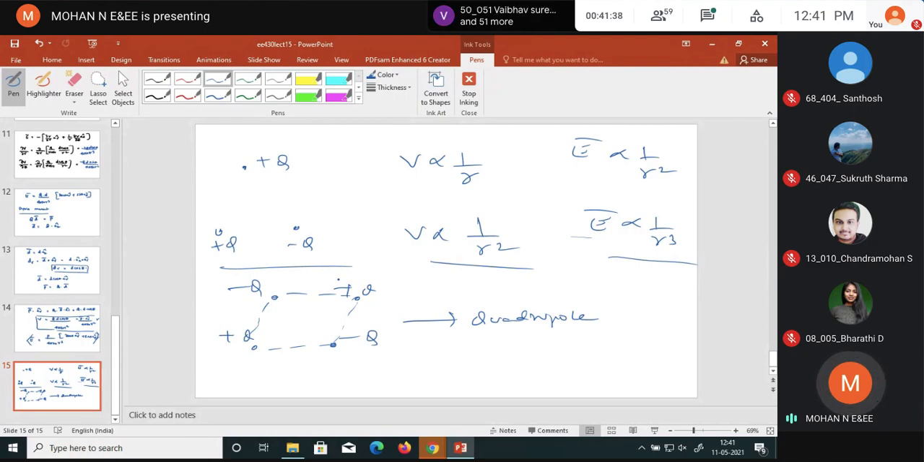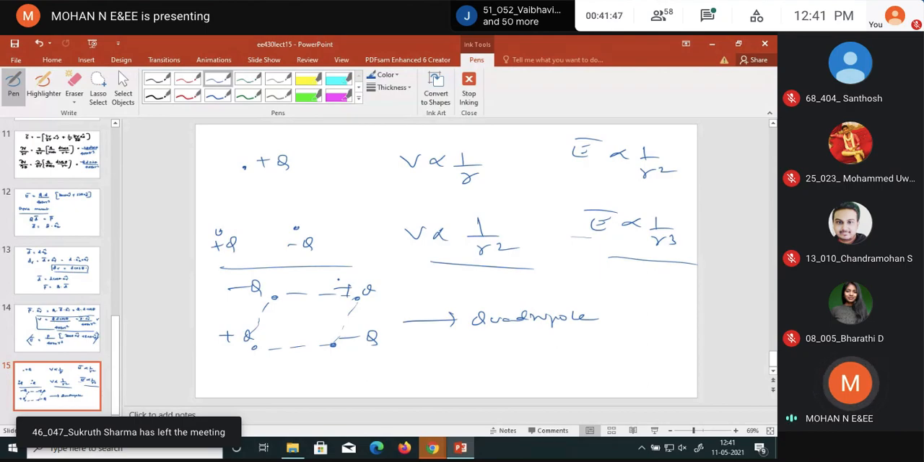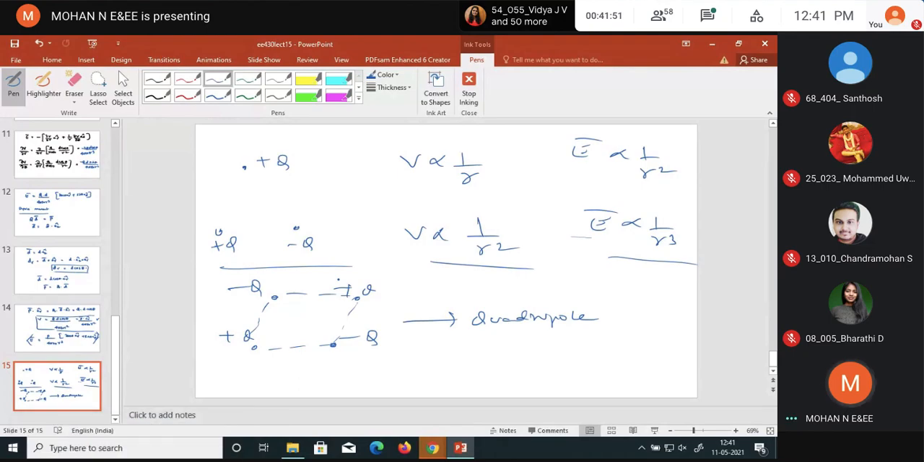Tomorrow we shall solve some problems on dipoles, and then we shall come back to conductors, dielectrics, and capacitances, the new concept. Okay. So I'll just stop at this point. We can exit for the next class.